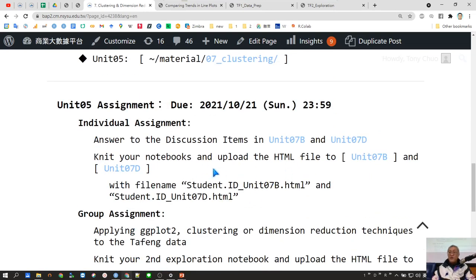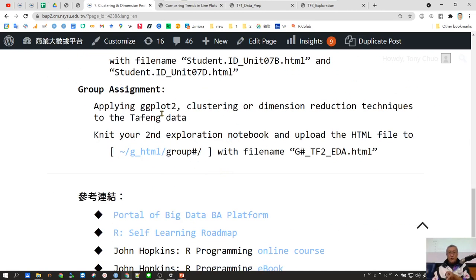Don't do this individual assignment yet, right? I will modify it, but the group assignment is to apply dplyr and ggplot to Tafan, and then make an HTML and upload it to your group folder. Okay, so no personal assignment. You only have the group assignment, which is to apply dplyr and ggplot.